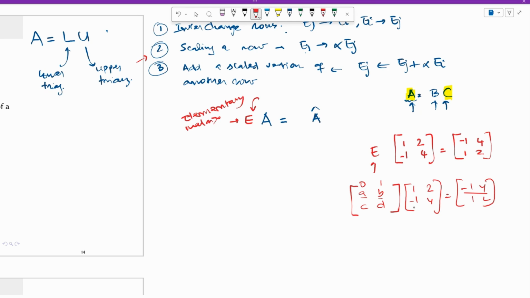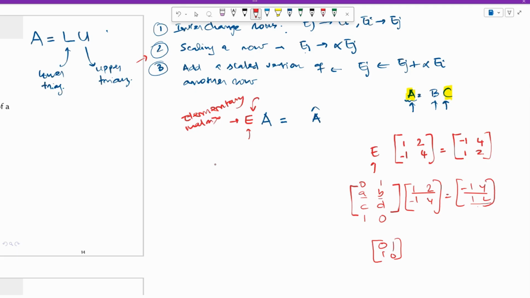Similarly, the second row of A cap is the first row of A. That means I take 1 times the first row and 0 times the second row. That's it. 0, 1, 1, 0. So the second elementary matrix, at least in this case, will be 0, 1, 1, 0.